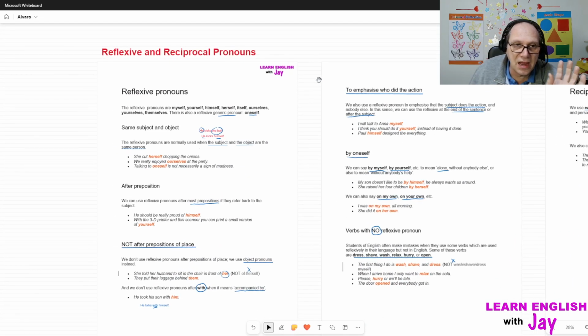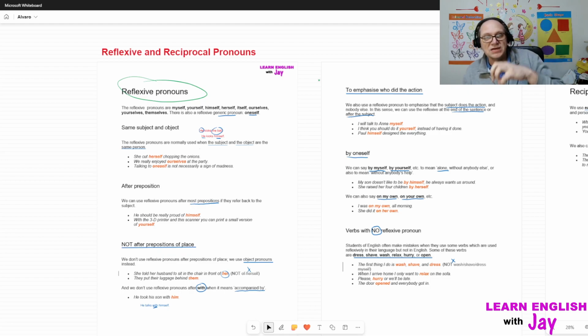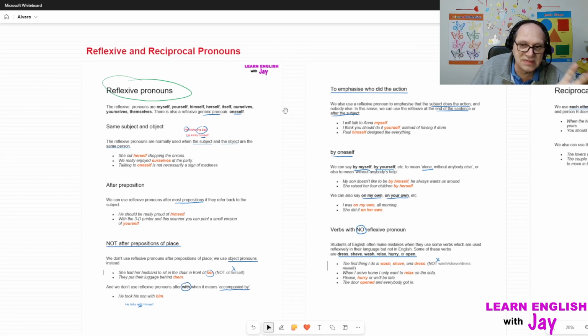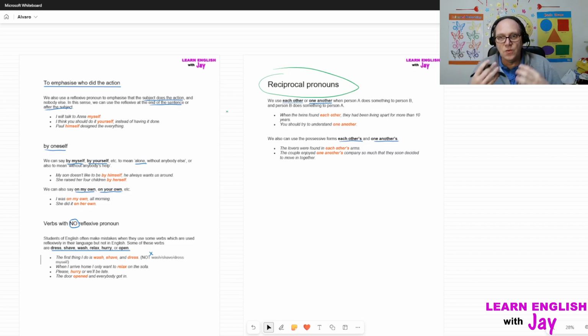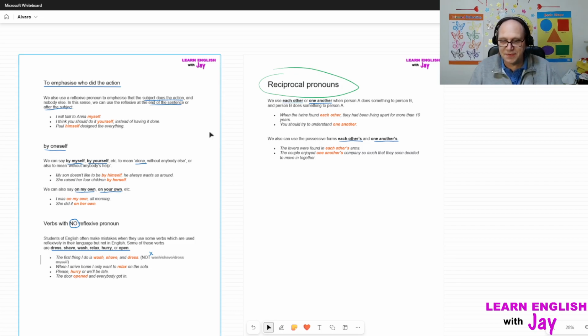Then we had a look at reflexive pronouns. That's when the object and the subject are the same. Remember we said not after prepositions of place, and there are certain verbs where we do not use reflexive pronouns. We also then looked at the reciprocal pronouns. It's basically each other and one another, when person A does something to B and B does something to A. I'm going to stop on that note.